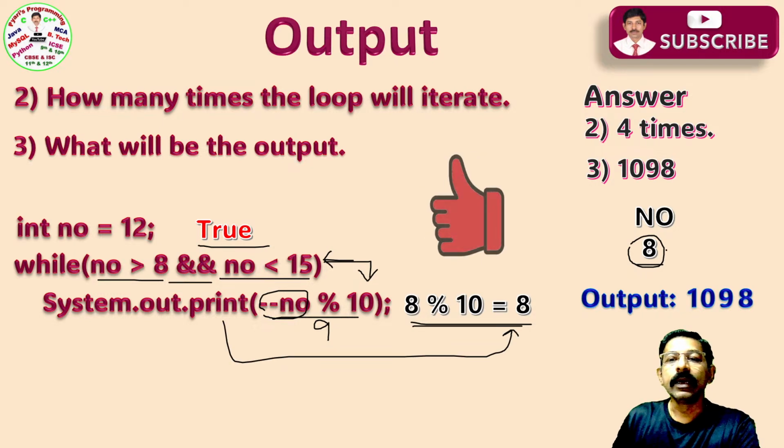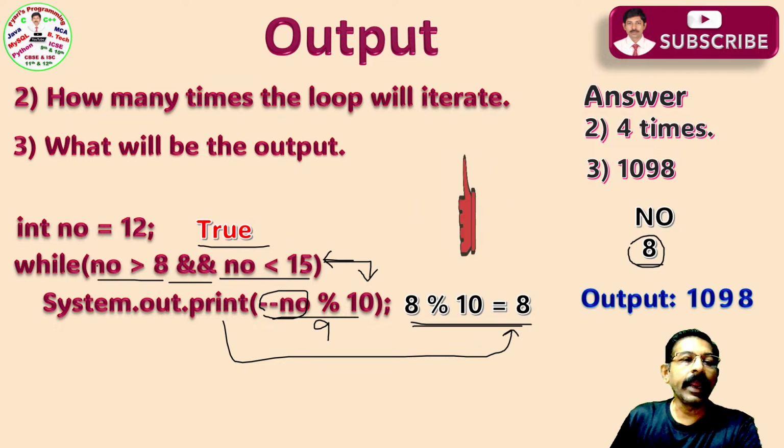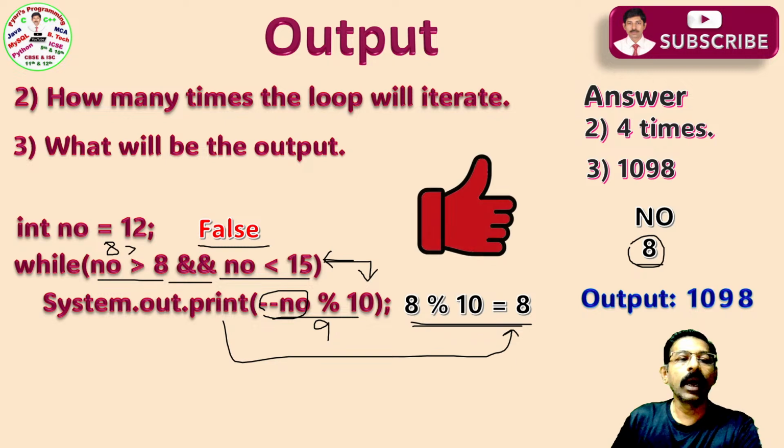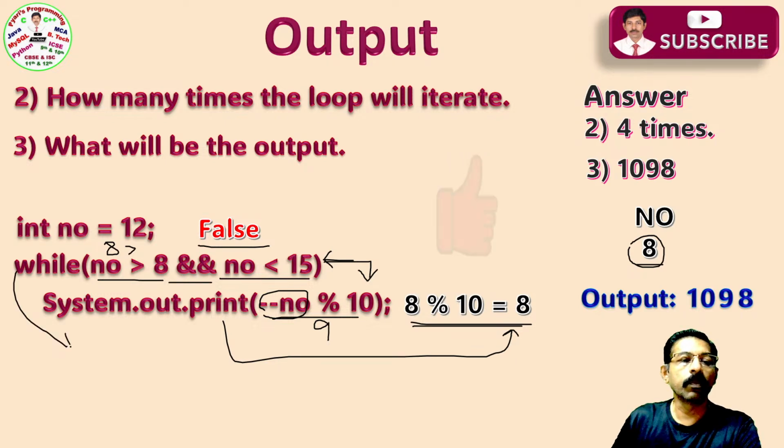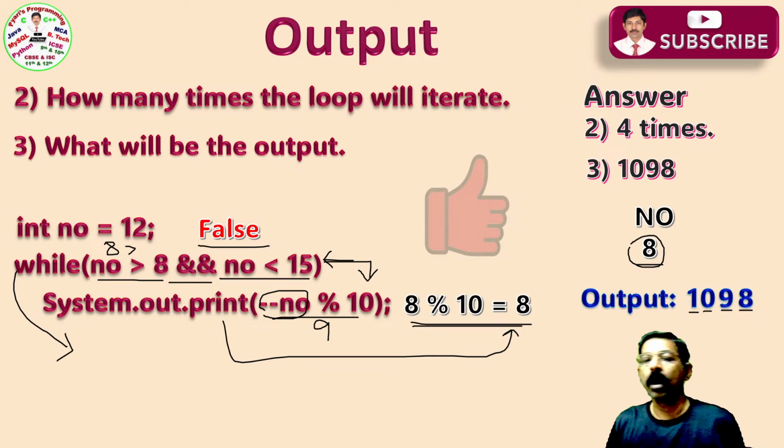After that, NO value is 8. 8 greater than 8 is false. Hence it will come out of this loop. Now check how many times it is executed. One time, second time, third time, and fourth time. Understood, everyone?